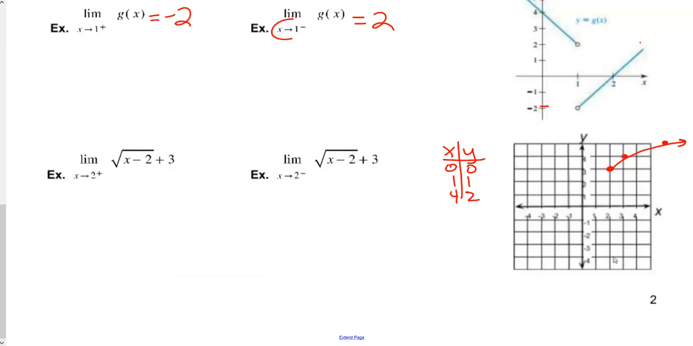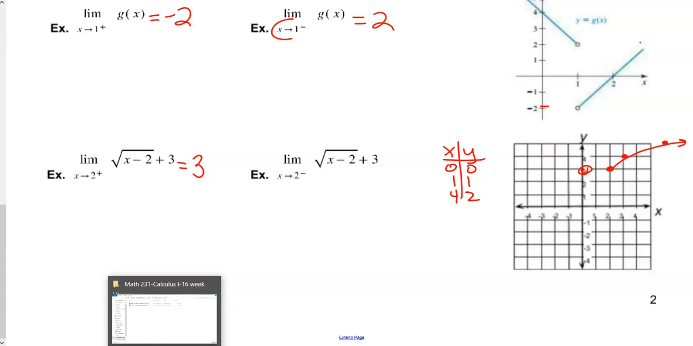So here's x equaling 2. I'm going to follow my function as it is coming in from the right, and where does it get very, very close to? It gets very, very close to this value here, which is 3. On the other hand, whenever I look at honing in from x equaling 2 on the left-hand side, notice there is nothing on my function on the left-hand side. It is not in the domain.